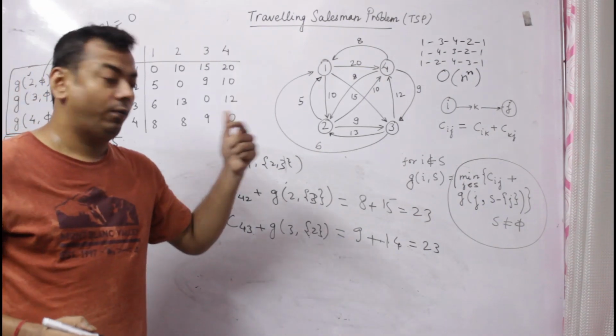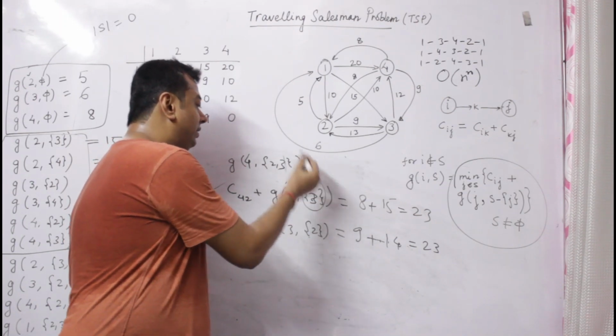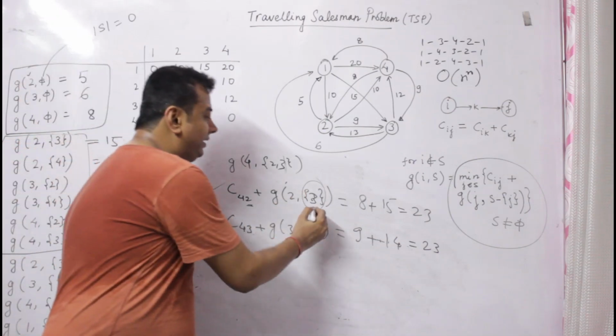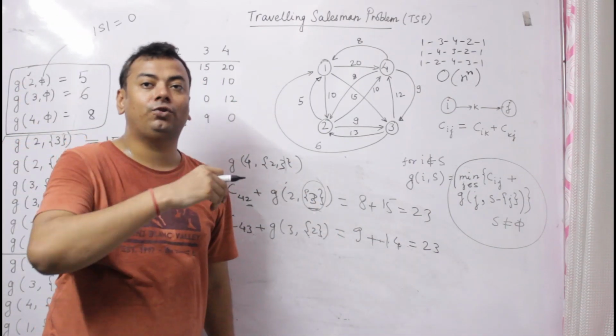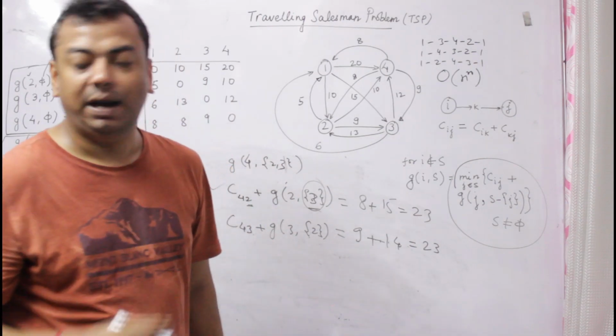Remember, if you are picking this one, you have to remember the node. That first you have selected 2 and then you have selected 3. So this you have to store to trace back the path, to trace back the path of the Hamiltonian cycle.